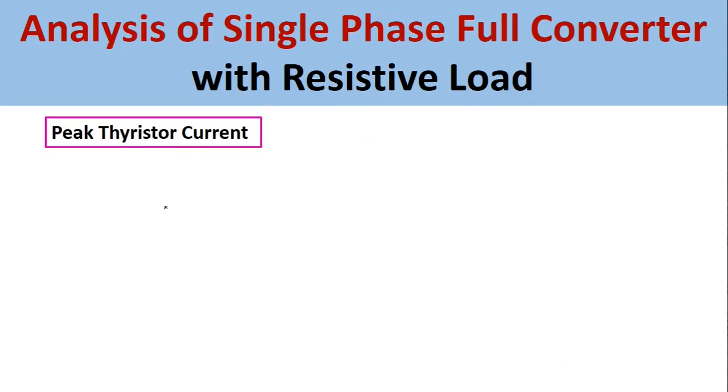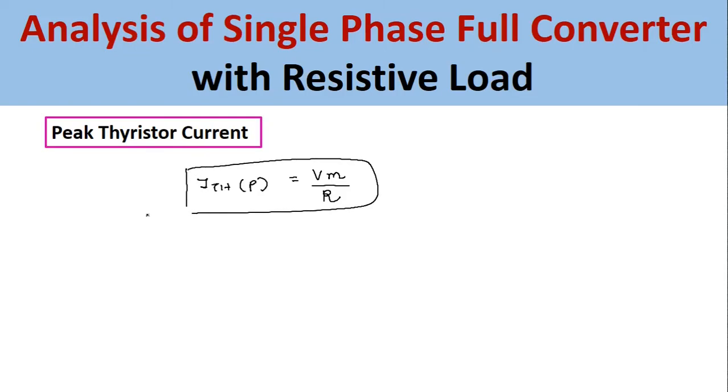Now we will derive the peak thyristor current. Peak thyristor current is represented by ITH P, which is equal to maximum load voltage divided by the resistance. Okay, so this is the equation for the peak thyristor current.